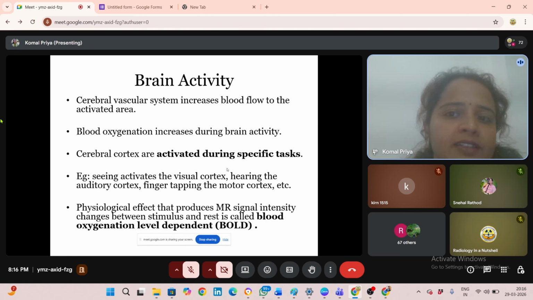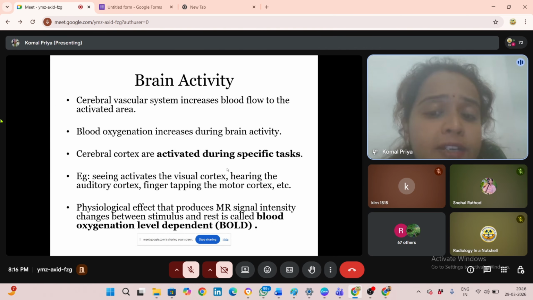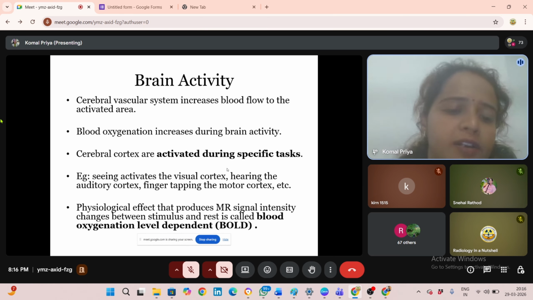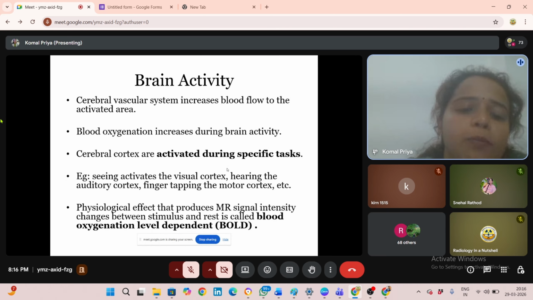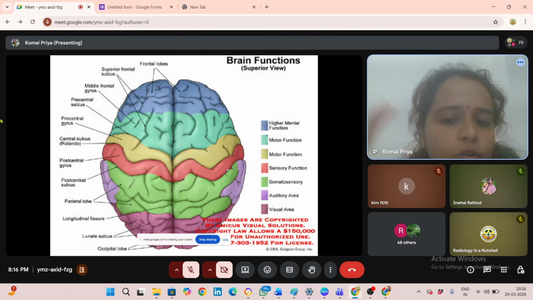For example, seeing activates the visual cortex, hearing activates the auditory cortex, and finger tapping activates the motor cortex, right? If we are seeing something very carefully, that visual cortex area will be activated. So you can see these things clearly on your perfusion weighted, in your BOLD sequence, which area has higher signal intensity and which area has lower signal intensity. So that is known as blood oxygenation level dependent. I've just put an image so that these areas will appear brighter or darker.